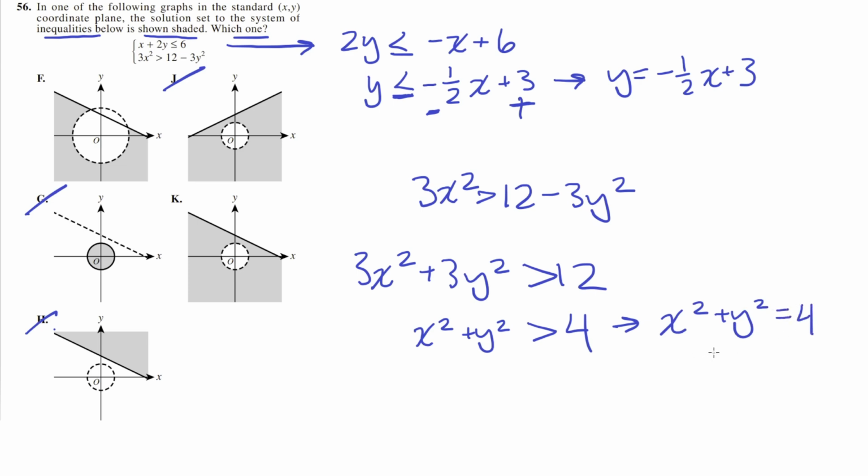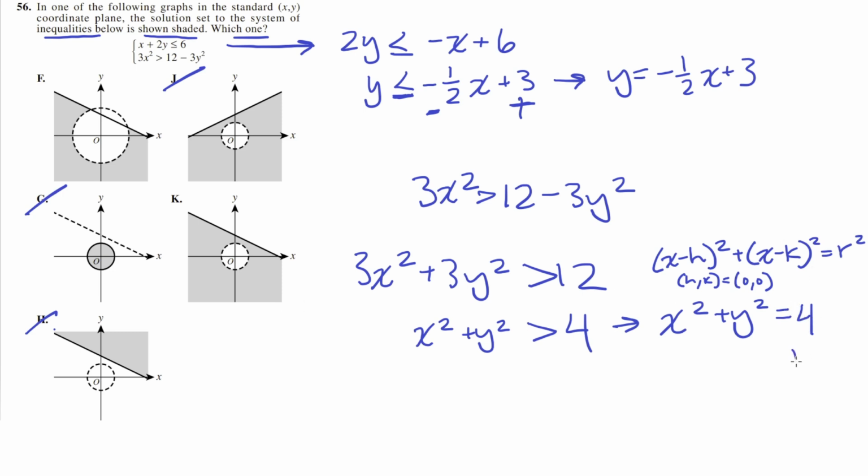So this is a circle centered at the origin, because the equation of a circle is x minus h whole squared plus y minus k whole squared equals r squared. So that means, since this is just x squared and y squared, there's actually just an x minus 0 whole squared and y minus 0 whole squared. So the center of our circle is at 0, 0. And looking at F and K, which are the only ones left, they are both centered at the origin.